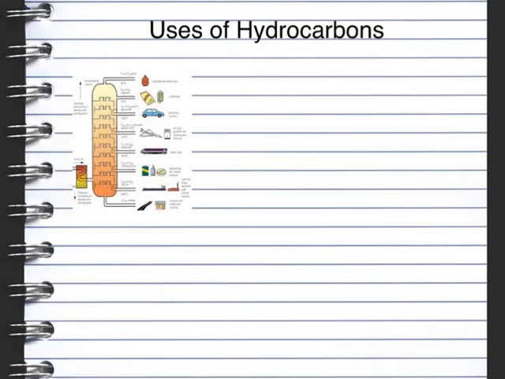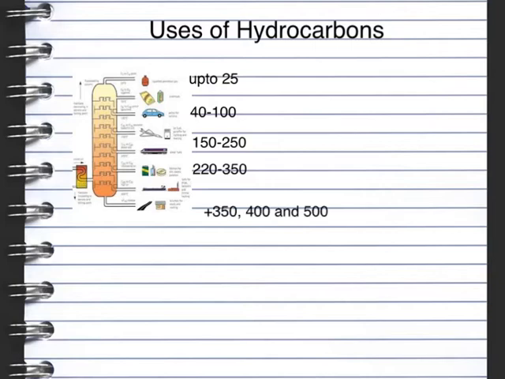Now what we're going to have a quick look at is the boiling points of the different fractions. At the top here the boiling points are up to about 25 degrees. The next level, they are between 40 and 100 degrees. Then as we move down, they are between 150 and 250 degrees. Again, moving further down, we get to 220 to about 350 degrees, and then towards the bottom we're above 350, 400 and 500 degrees. This is for the fuel oil and the bitumen.